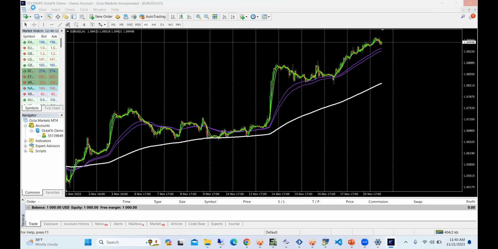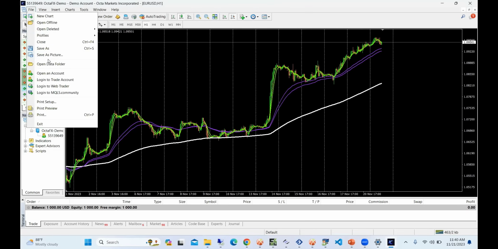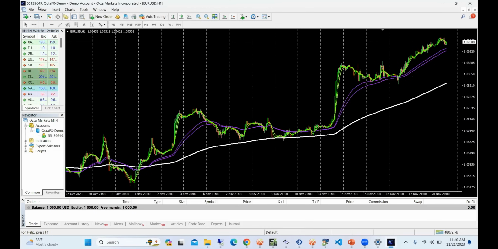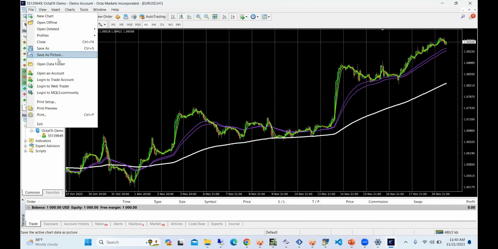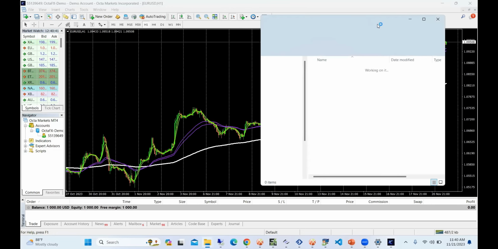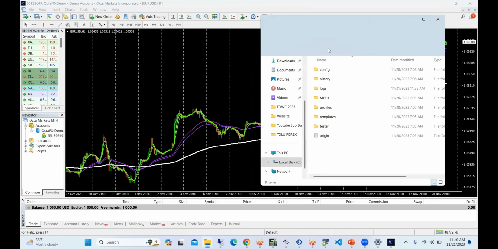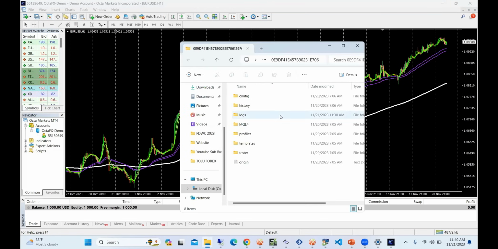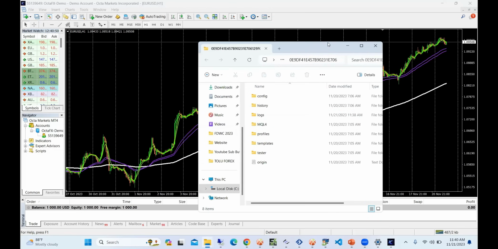So have you unzipped that folder? Yes, I have. Okay. Can you see my screen where I'm going to? Yes. Okay, so you go to File, you go to that Open Data folder. Okay. Then can you see these windows that open there? Yes, I can see it. All right.